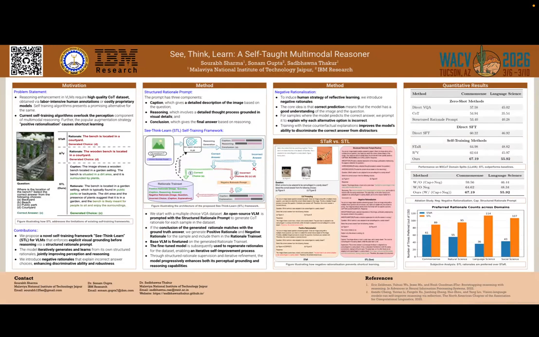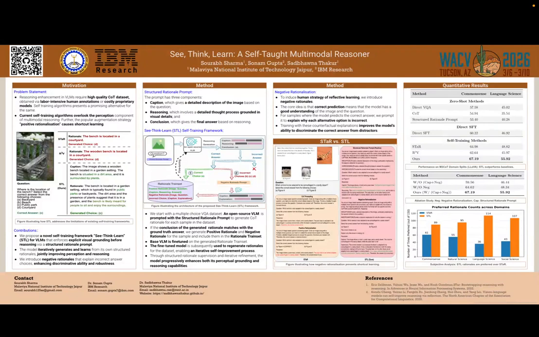Self-training algorithms present a promising alternative by bootstrapping the high-quality chain of thought dataset from the open source VLM itself, whose reasoning has to be enhanced. But the problem with the current self-training algorithms is that they often neglect the perception component of multimodal reasoning. Further, in our analysis, we found that the popular augmentation strategy, positive rationalization, which was introduced by STaR, causes shortcut learning.